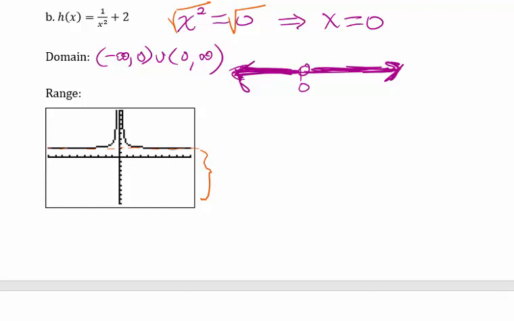Okay, and one way you can really tell that it is at 2 is from the formula. Look at that constant, the plus 2, and that means the graph was shifted up 2 spaces. And so from there, we see that the y values go forever to infinity. So the range is going to be parentheses 2 and then to infinity.